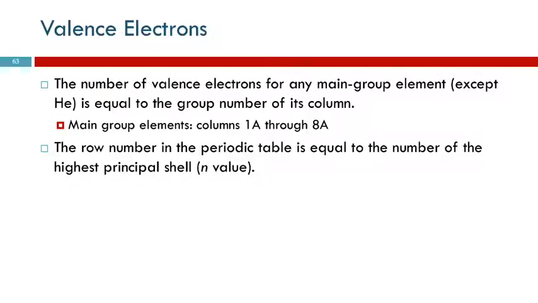So the number of valence electrons for any main group element, except for helium, is equal to the group number, and there I'm talking about the group numbers with the letter A: 1A, 2A, 3A through 8A. Group 4A has 4 valence electrons, okay? The row number, the period, tells us what principal shell those valence electrons are in. And that's helpful, but the number of valence electrons is the really important thing. Any questions?